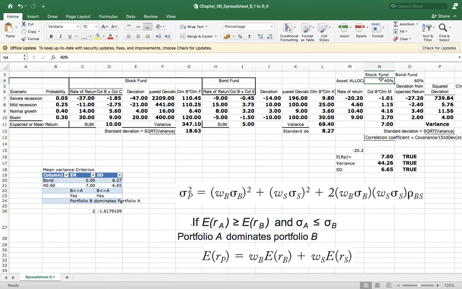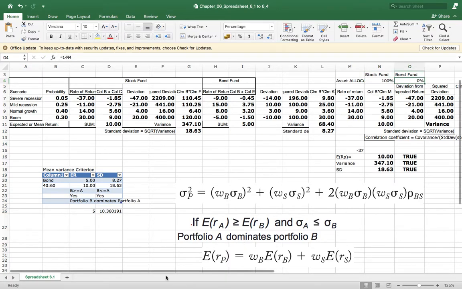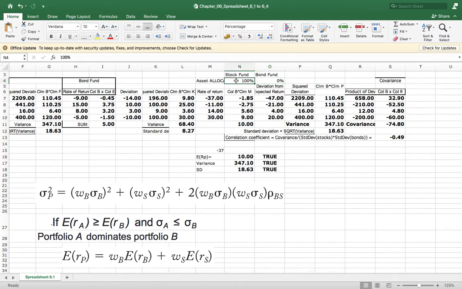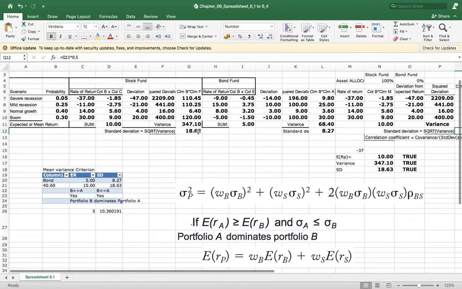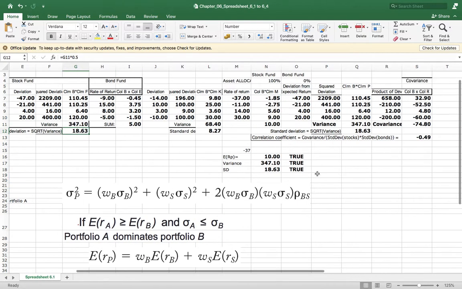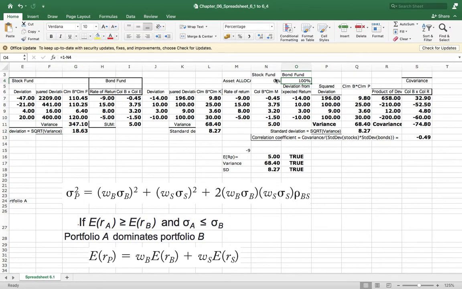For example, just for a minute, if I invest 100% in stock fund and 0% in bond fund, then see the magic here. If I invest 100% in stock fund, what is the standard deviation? 18.63. This is nothing but the standard deviation of the stock fund. Same like if you are investing 0% in equity and 100% in bond, your standard deviation is 8.27. That is nothing but the standard deviation of the bond fund. Check it. 8.27 here, 8.27 in column L, 8.27 in column Q.